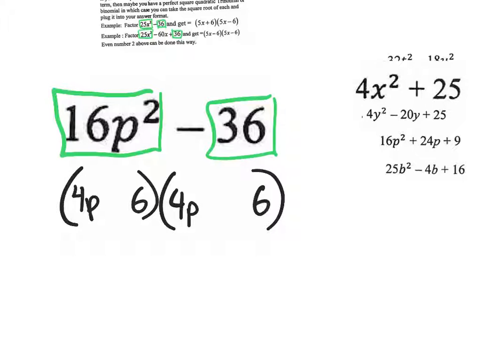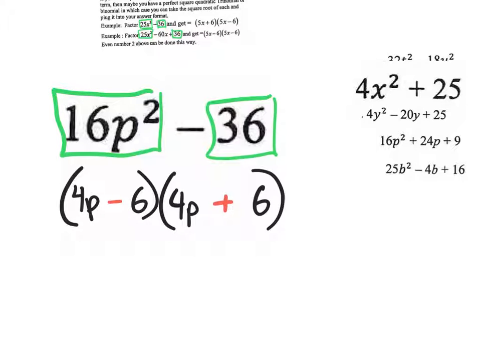4p and 6. Now, what symbols belong right here? A plus plus, a minus minus, or a plus minus? Plus minus. And that makes total sense, guys, because a negative 6 times a positive 6 will give you the negative 36 that we have here. And because the signs are different, when we distribute, the middle terms cancel out.